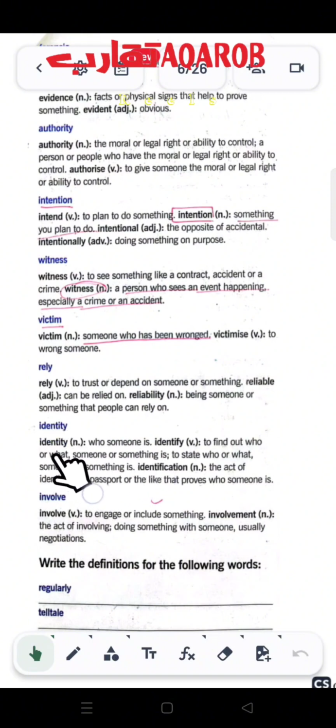Identity. What's the meaning of identity? Identity as a noun means who someone is. Identify is the verb and it means to find out who or what someone or something is, to state who or what someone or something is. Identification is the noun and it means the act of identifying, a passport or the like that proves who someone is. So we have identity, which is a noun, identify is a verb, and identification is also a noun.